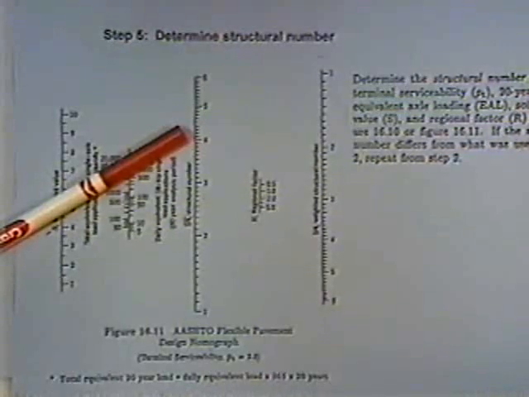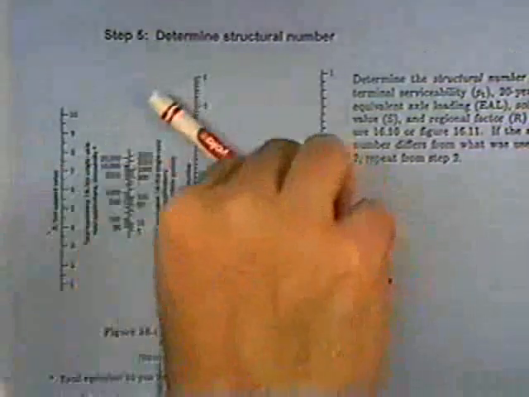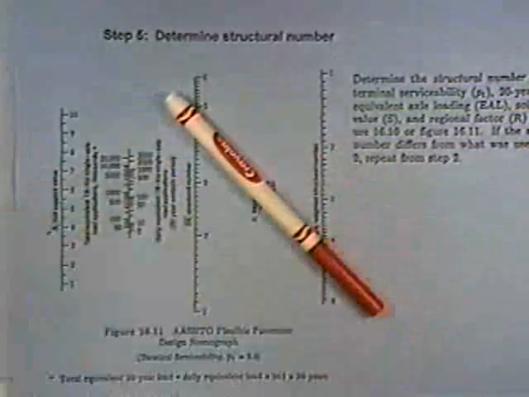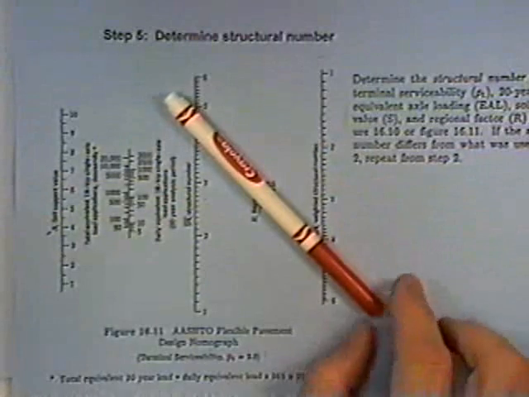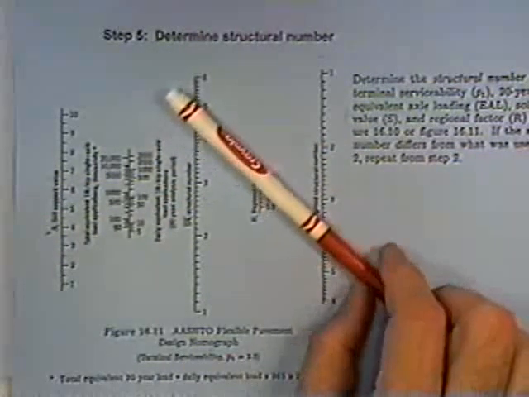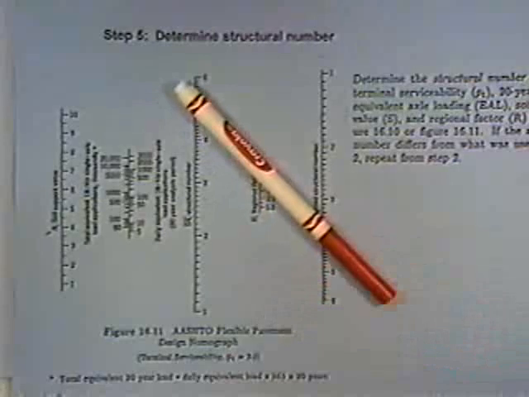Okay. That middle line is your turning line, because once you get to that point, then you have to turn and project down and to the right through your regional factor. And if we had a regional factor of 0.75, you would read a weighted structural number of 4.2 off the line on the far right of this particular chart.